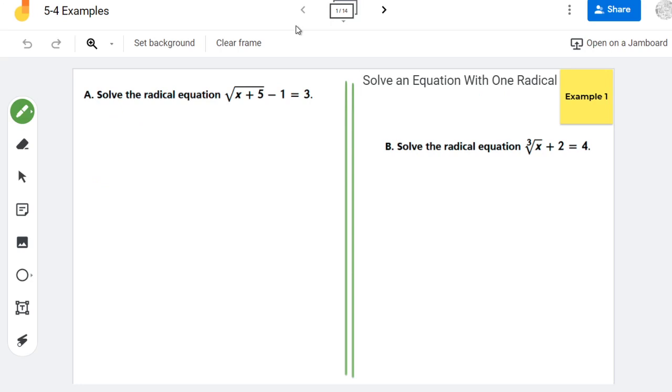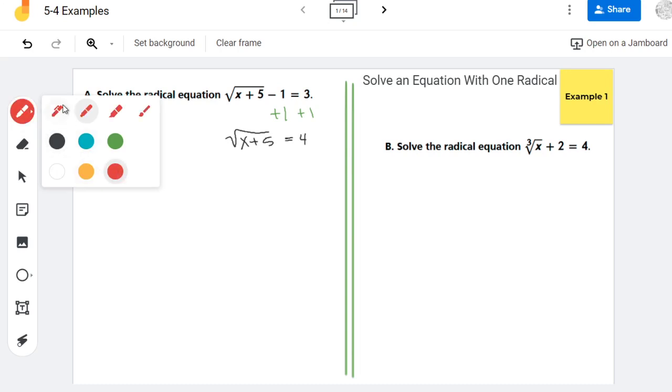As we get into solving radicals, the biggest thing you need to remember is that you have to isolate the radical before you can get rid of the radical. Here I have a plus 1 being added, that has got to go so that I can undo that radical. Because it's being subtracted, I'm adding 1 to each side, and I get the square root of x plus 5 is equal to 4.